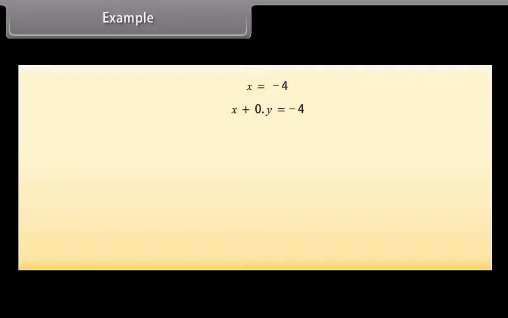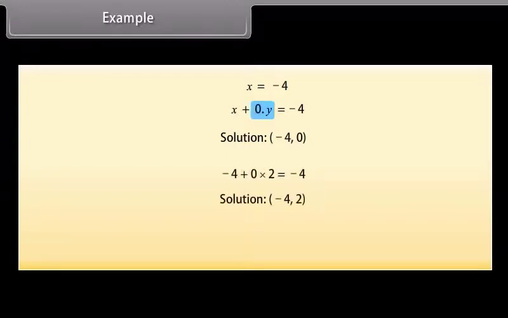And this becomes a linear equation in 2 variables. So the equation reduces to x = -4. So we get the first solution of the equation, that is (-4, 0). Since the value of x will always be -4, the other solution of the equation is (-4, 2).